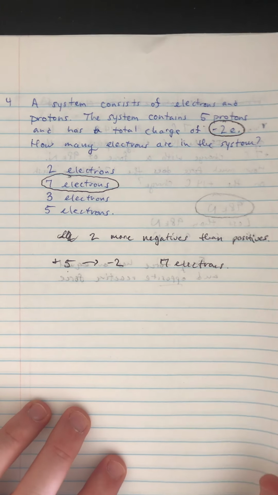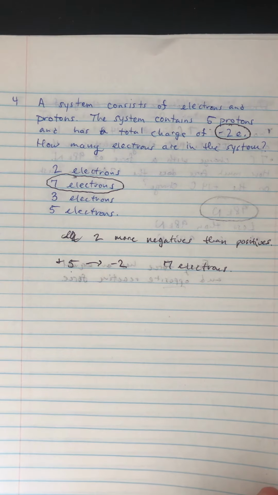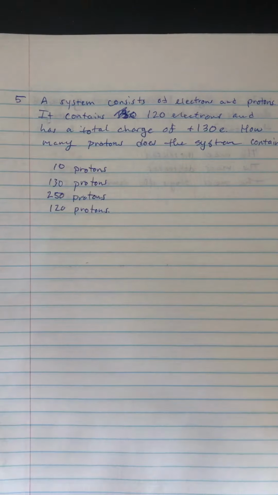All right, we have 2 more electrons than we do protons. If we have 5 protons, we have to have 7 electrons.